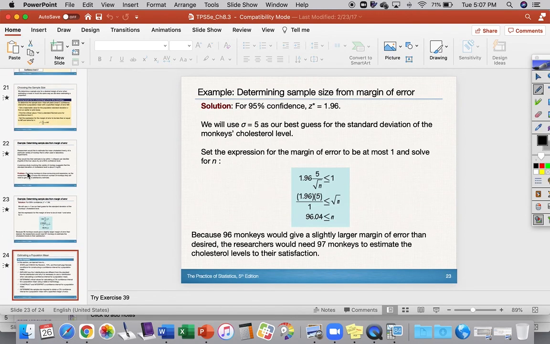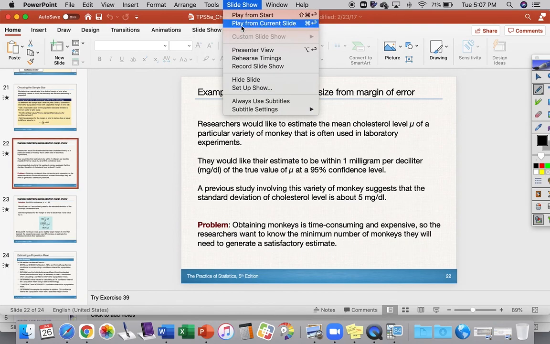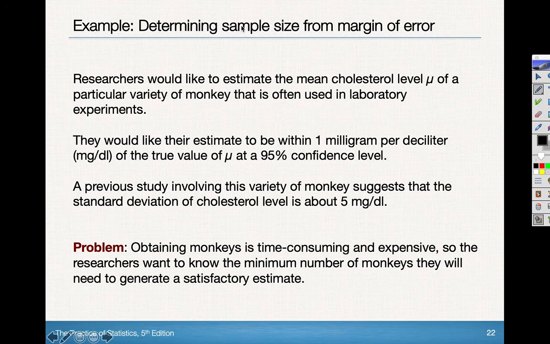Last thing is, just like we did last section, if you were going to think about how many people you wanted to survey before you did a problem, and someone was paying you and you want to know how many people do I need to ask, let's take a look. Determine sample size to get a margin of error. Researchers would like to estimate the mean cholesterol level of a particular variety of monkey. They would like their estimate to be within 1 milligram. That's saying the margin of error, remember margin of error is critical value times standard error, will be within 1.